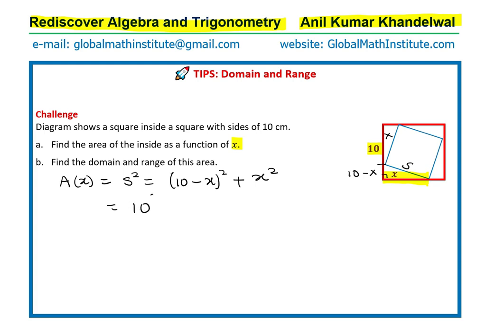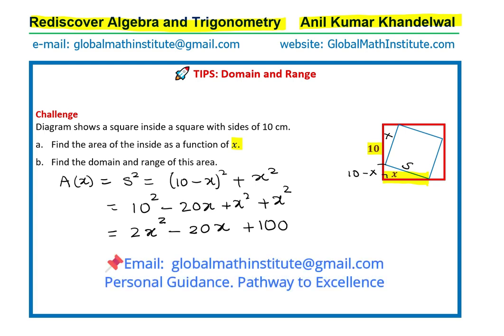So we get 10 square, a minus b whole square we are using, minus 20x plus x square and plus x square. Let us rearrange. Always you should write the terms with highest degree first. And so we get 2x square minus 20x plus 10 square, which I could write as 100. Now, we got the area function. Let me write down this as the area function of the inside square. So that is one part of the question.